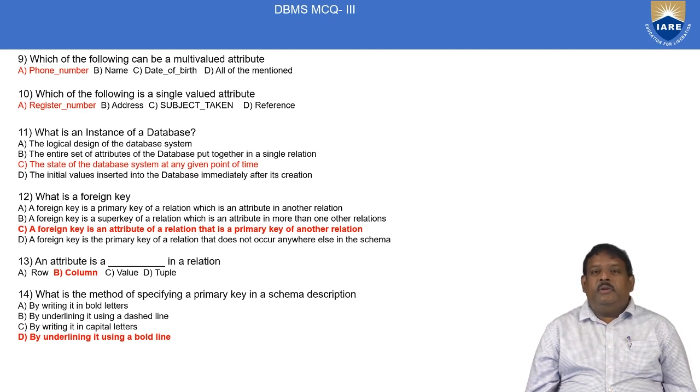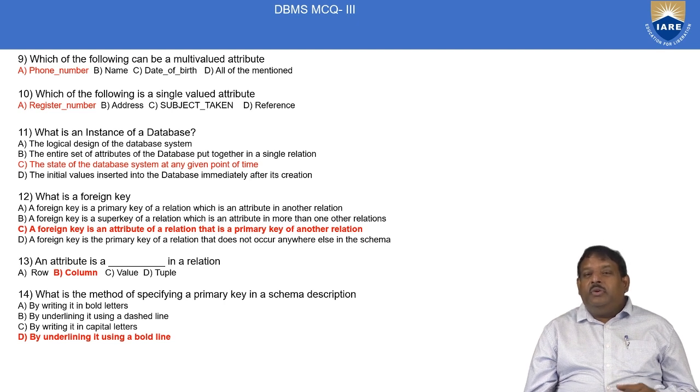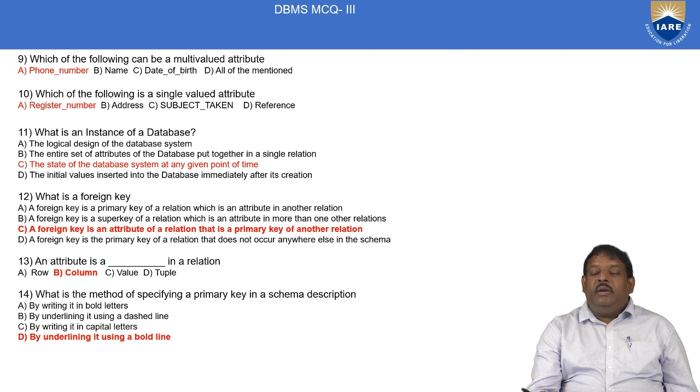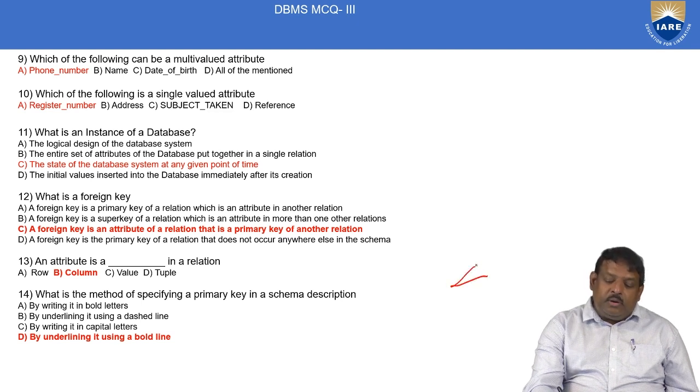Next question: what is the method of specifying a primary key in a schema description? When you draw entity diagrams, you have to define a primary key. How is it denoted? There is a naming convention to be followed when you draw the ER diagram. For example, a rhombus is there, then an arrow, and also italics and underscore will be there.